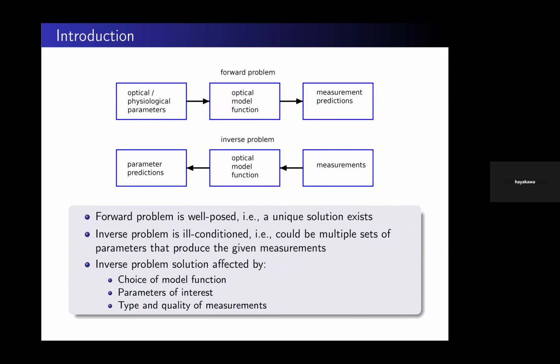So you've seen this chart a lot; I'll go over it very quickly. You have a set of optical or physiological parameters. You have a model function, and you use it to determine predictions of measurements. But the inverse problem is you take these measurements, you use some sort of model, and then you get back the parameter predictions. This inverse problem is ill-conditioned, meaning there could be several parameter predictions that give rise to the same set of measurements. So your choice of measurement, your choice of model function, and the quality of your measurements can affect your success.